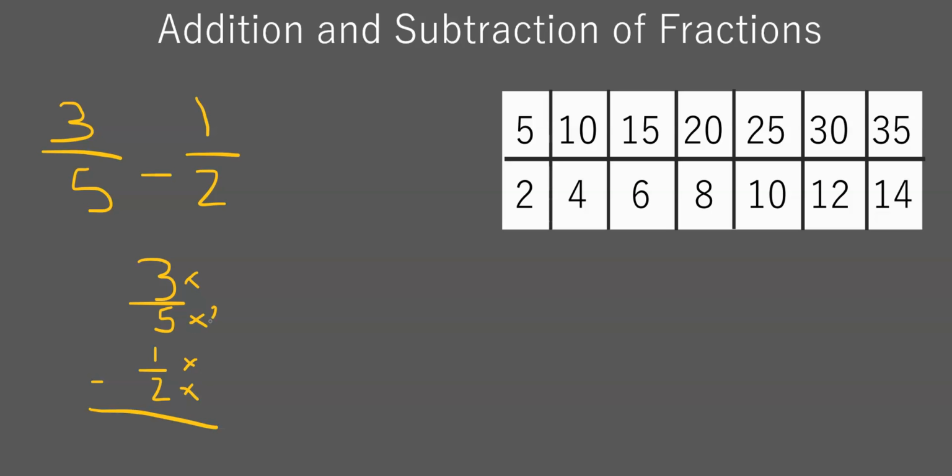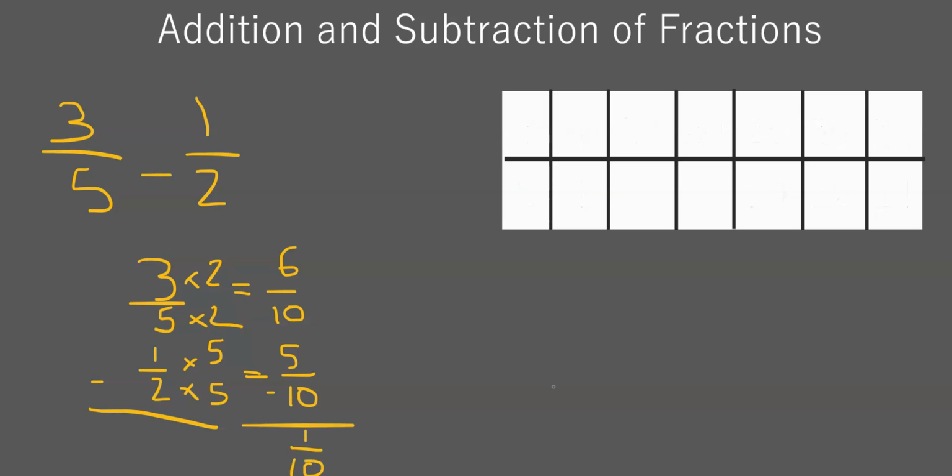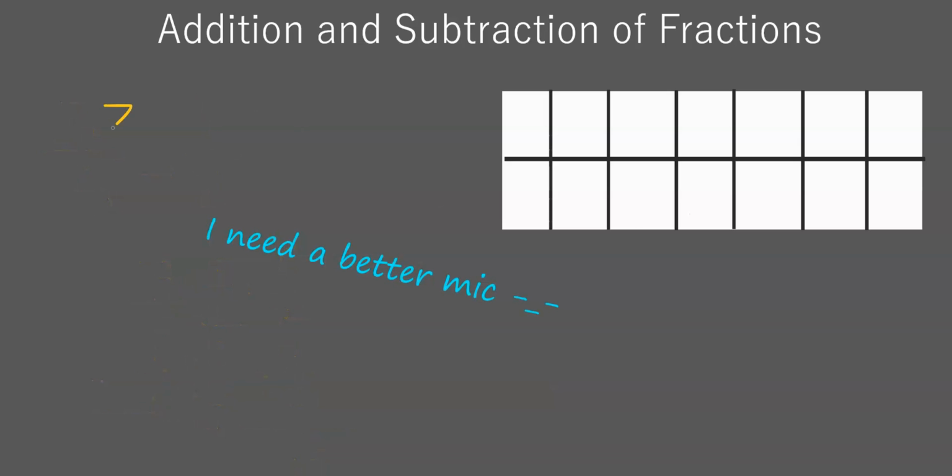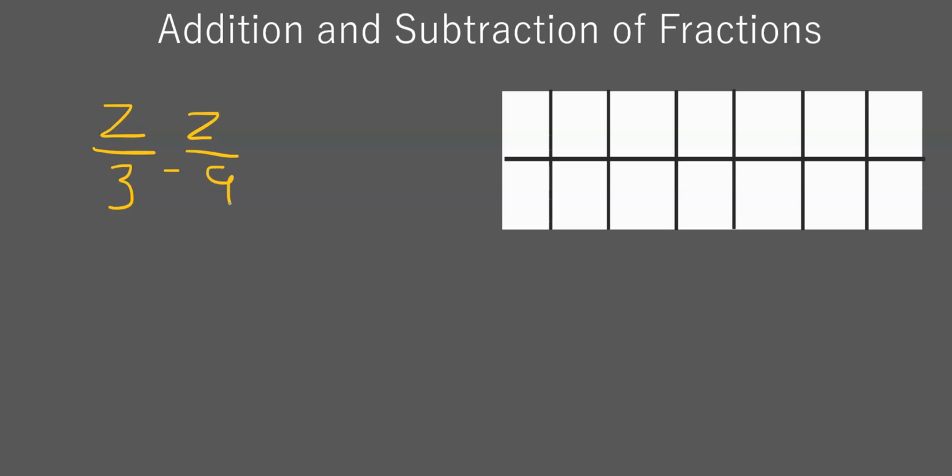So now I need to find equivalent fractions to get to that. So I do 5 times 2. 5 times 2 will get me to 10. So 3 times 2 is 6. 5 times 2 is 10. And this one I will do times 5, because 2 times 5 will get me to that denominator of 10. 1 times 5 is 5. So now I have 6/10 minus 5/10, which will get me 1/10.